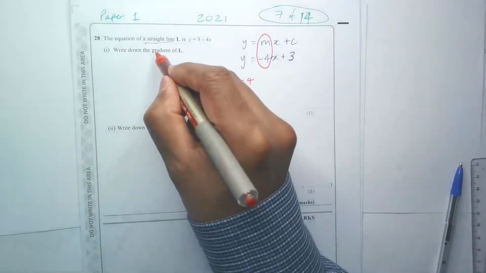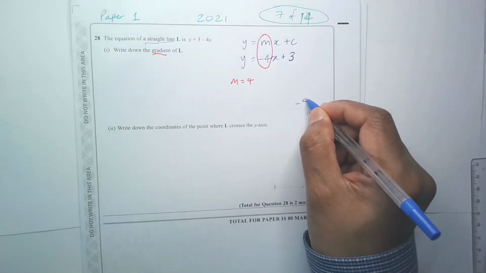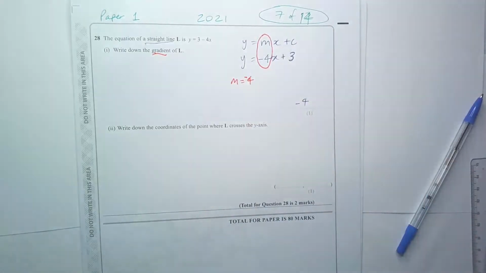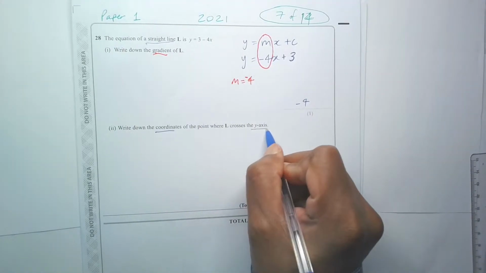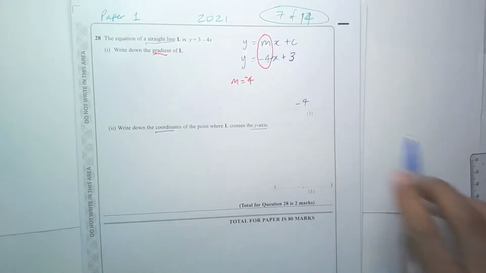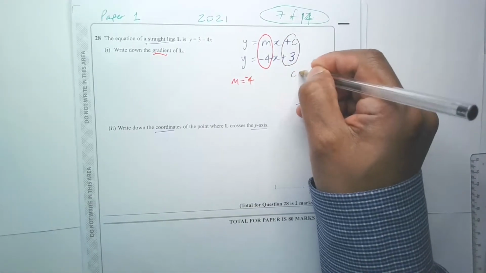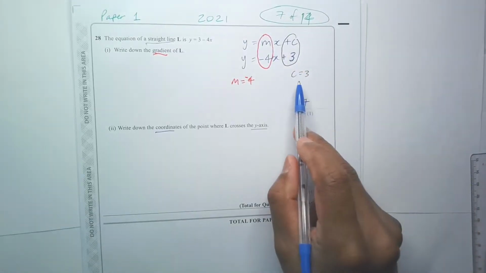And so my gradient is minus 4. I just forgot to put the sign there, minus 4. Okay, and now the next question says, write down the coordinates where L crosses the y-axis. So here you can see my c equals 3. So that means on my y-axis, this crosses 3.